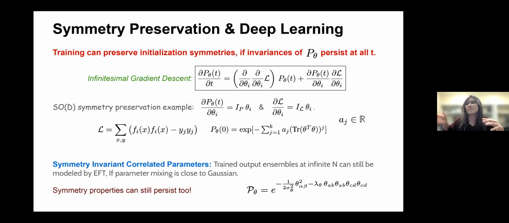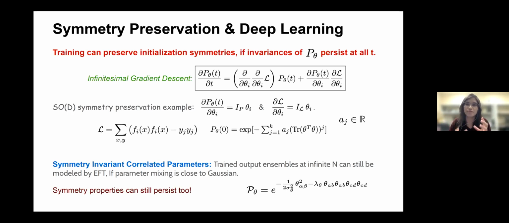So in the function space, if you can write down an effective action, that is, if you stay close to the Gaussian process limit, then you can use the symmetry via duality technique to find the symmetries to constrain the interaction terms that apply for the trained neural network output ensemble. This is the power of this technique.